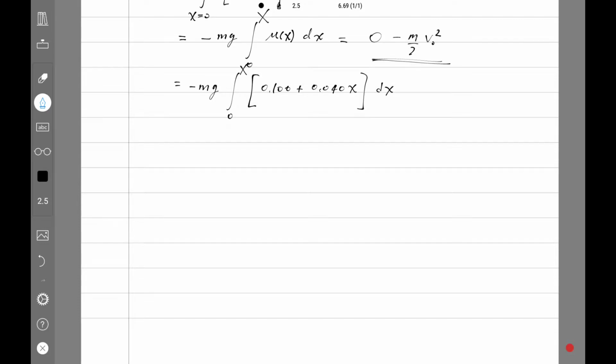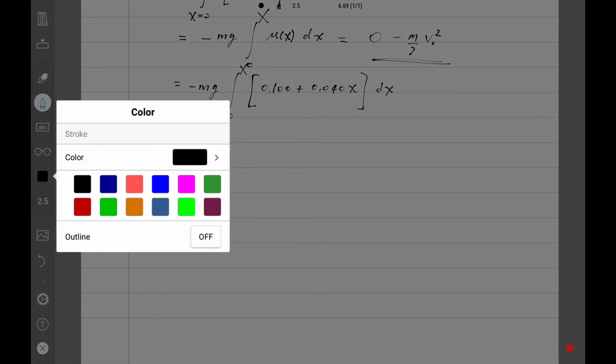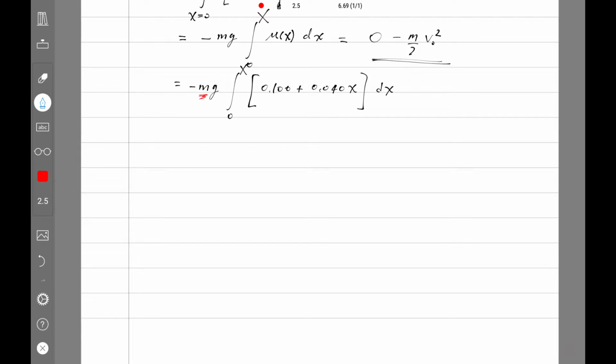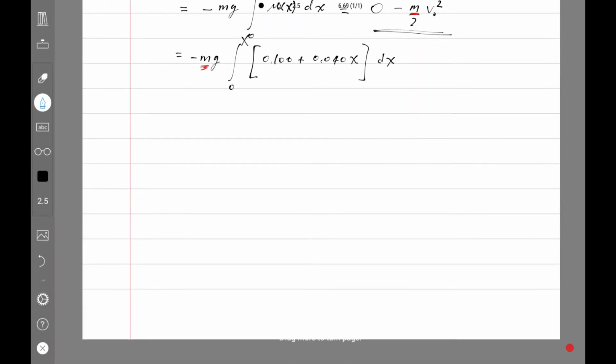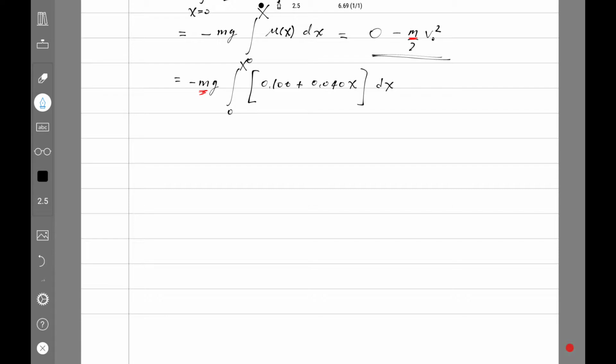Oh, but by the way, you can see that this mass cancels with this mass. So I never really needed to know it. You've got to be suspicious when the problem doesn't give you a quantity that you think you might need. It might be for a reason. It might be because something cancels out.